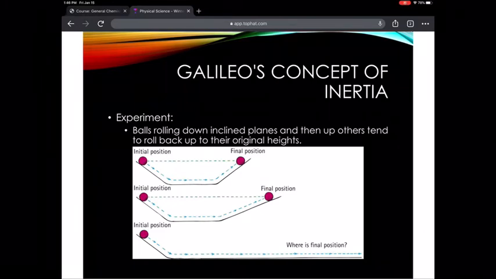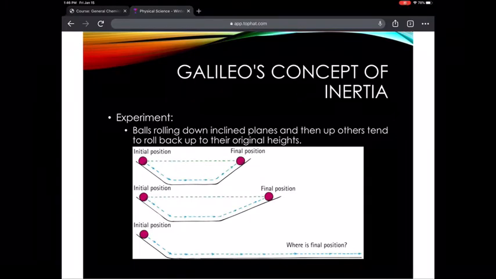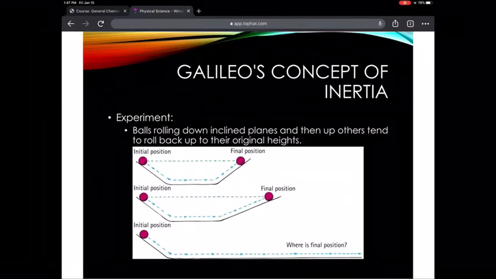So Galileo was able to do these experiments, and he understood what happened. So he wondered, well, what happens with this bottom one? We have an inclined plane, but then it's just flat, clear across the way. Judging by the logic of the top one and then the middle one, this ball should keep rolling until it eventually comes to a slope where it can roll up to its original starting height. So there's the question: where is the final position if there's no more slope?